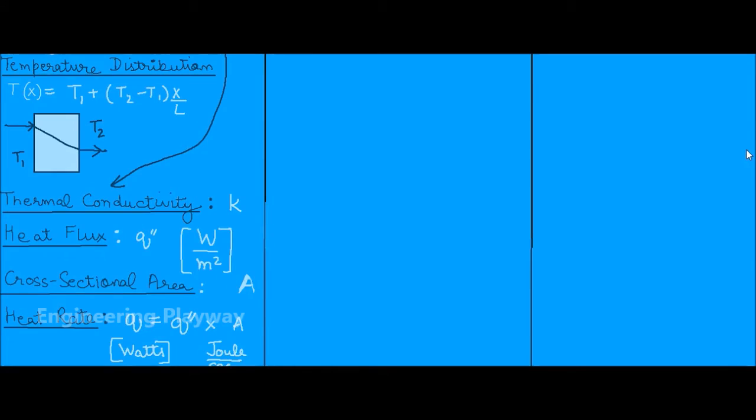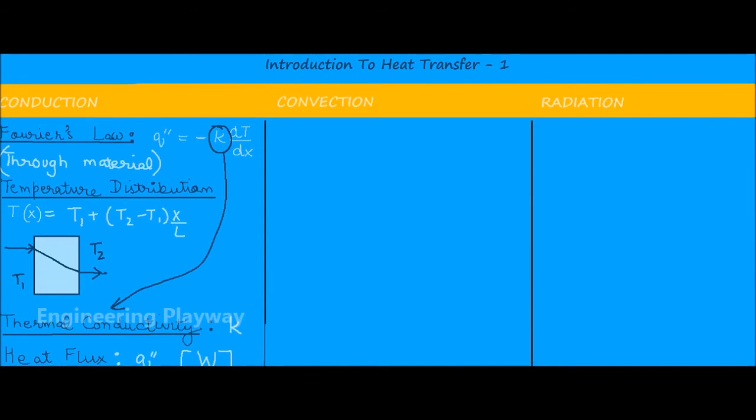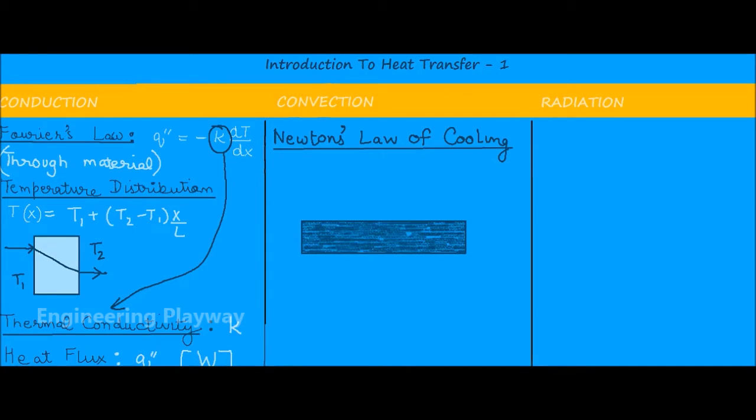Now comes convection. In this, Newton's law of cooling is the governing principle. For example, in a hot body undergoing convection, we can take Th as the surface temperature and the surrounding to be T infinity. Let x be the distance away from the surface. Then we get the temperature difference like this. Its equation comes to be q'' = h (Th - T∞).